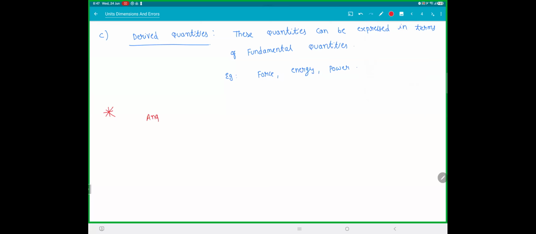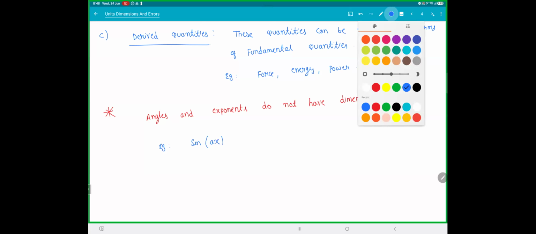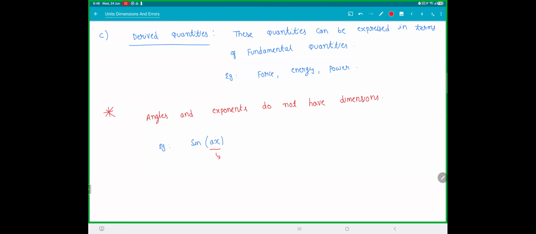Angles and exponents do not have any dimensions. I'll show you what it means. Example, if someone tells you sine of AX. Now, if you see, AX is an angle. So this quantity A into X is dimensionless. A can have a dimension, X can have a dimension, but when you multiply both of them, you cannot have a dimension.